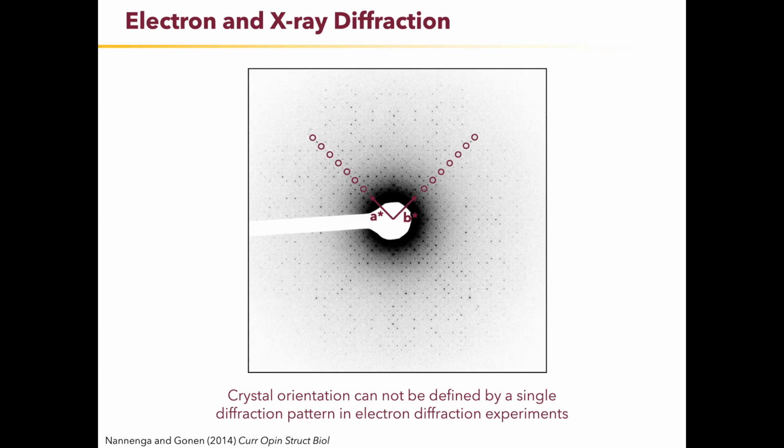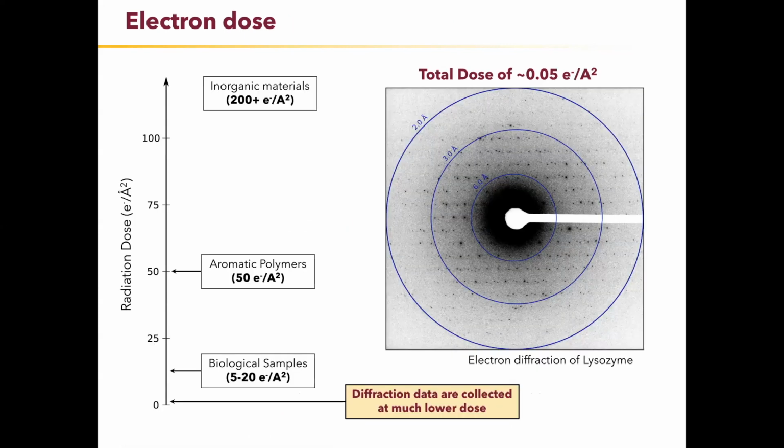So the question we had was, okay, well, you can't collect data from a single crystal. What happens if you can collect data at a very, very low dose and collect multiple diffraction patterns from a single crystal? You could then build up this reciprocal space by collecting multiple diffraction patterns at known angles relative to each other, and you could potentially index the crystal. And that would require collecting diffraction patterns at extremely low doses.